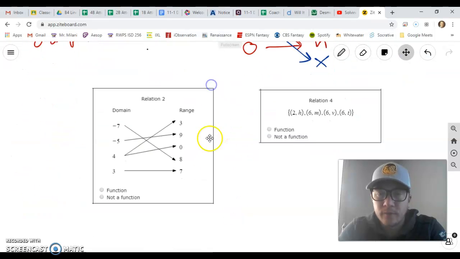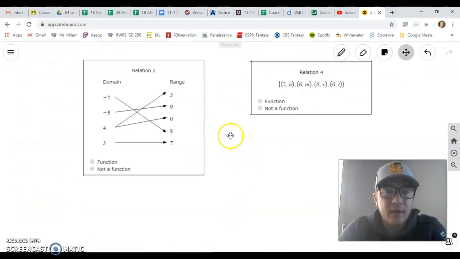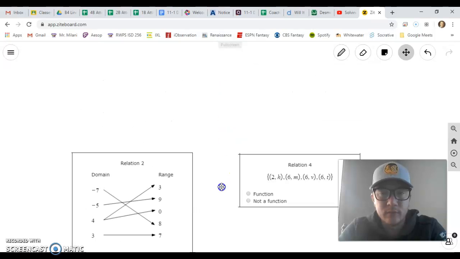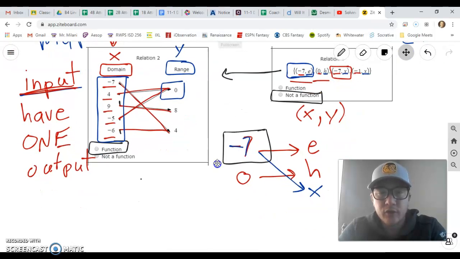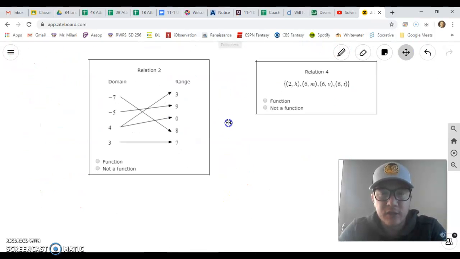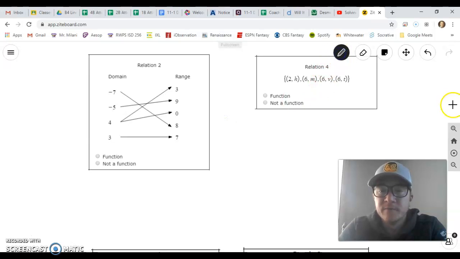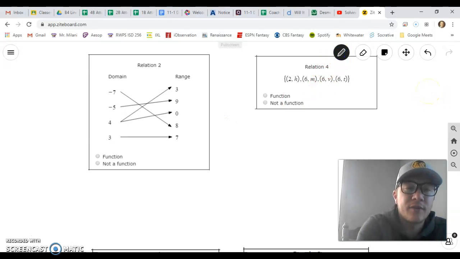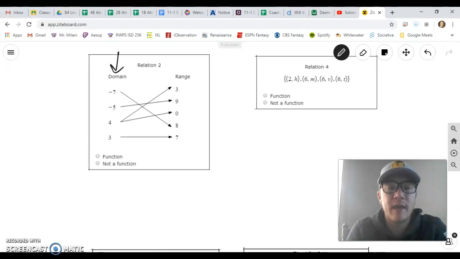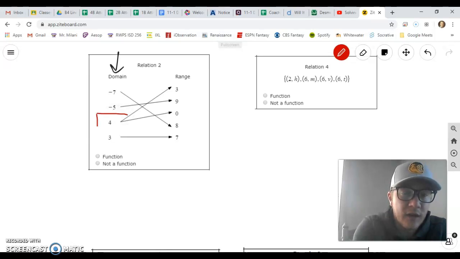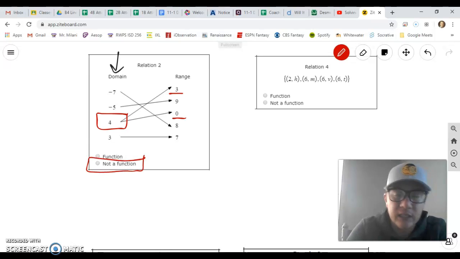So let's look at a couple more real quick. I won't make you write down as much of that stuff again. Let's just look at these two a little quicker. So what are we looking at? We're looking at the domain. Are there any domain values that have more than one arrow coming out of them? Yeah. You've got a 4 that's going to both the 3 and the 0. That means this is not a function.